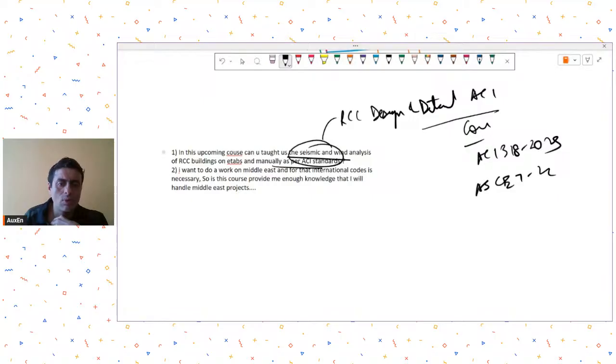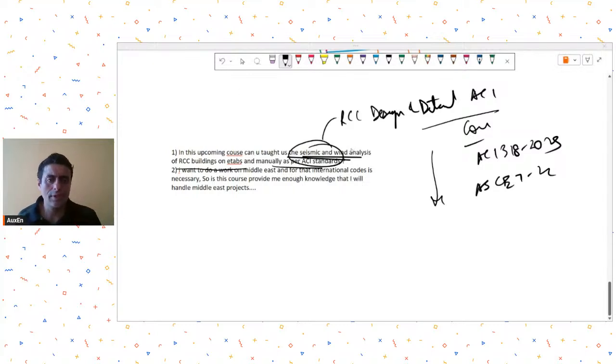Yes, we will do both. We will do the seismic and wind analysis using some manual calculations also. And of course, then we will apply those on our buildings in ETABS. So first we'll do some load calculations using manual methods, and then we will apply them in the software ETABS.